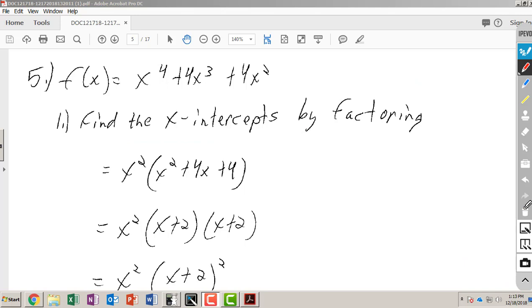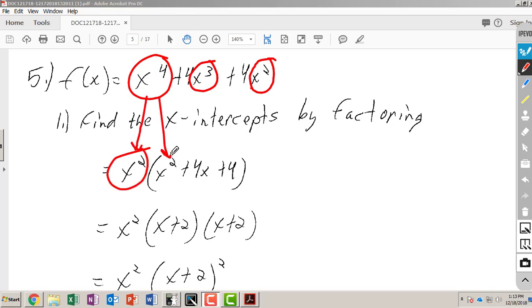So the first thing I notice is that there's a common x squared in all of my terms here. So that means I'm going to factor out that x squared out front. And when I do this, I take x to the fourth divided by x squared, I get x squared. When I take x cubed divided by x squared, I get 4x. And then when I take that 4x squared divided by x squared, I get plus 4.